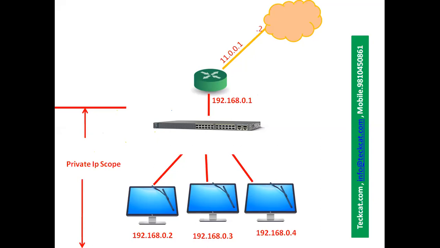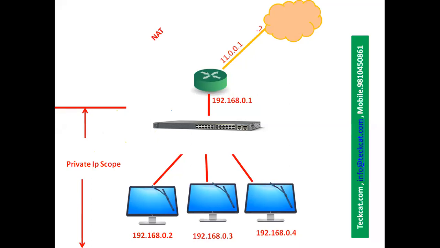So now, if you want to access anything from this computer, the traffic will drop on the LAN interface. That traffic will not go to the internet. Why? Because you have assigned private IP address. You know the private IP address is not routable IP address. So what will you do here? You have to configure one service here.